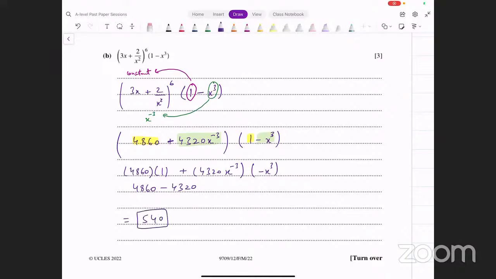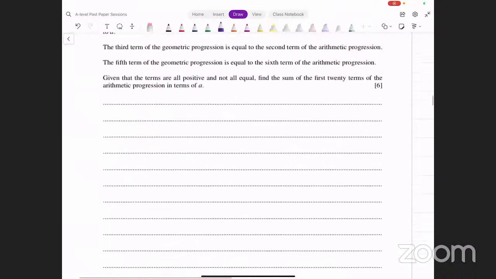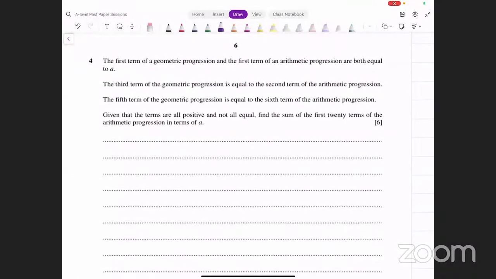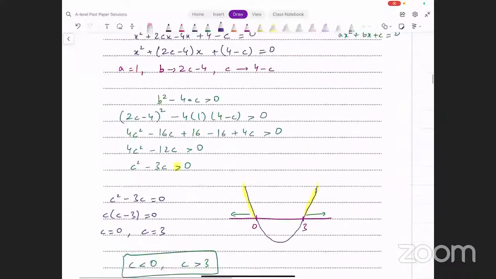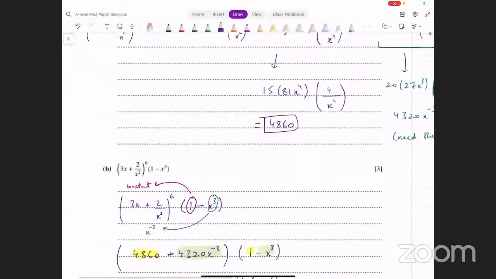Okay, I hope that makes sense to everyone. Any problems with this? Okay, good. Let's move on to the next part. Now, in the next question, yeah. So this is AP and GP. Have I missed anything? Are we done with 3 questions? Okay. Yeah. Question number 4.